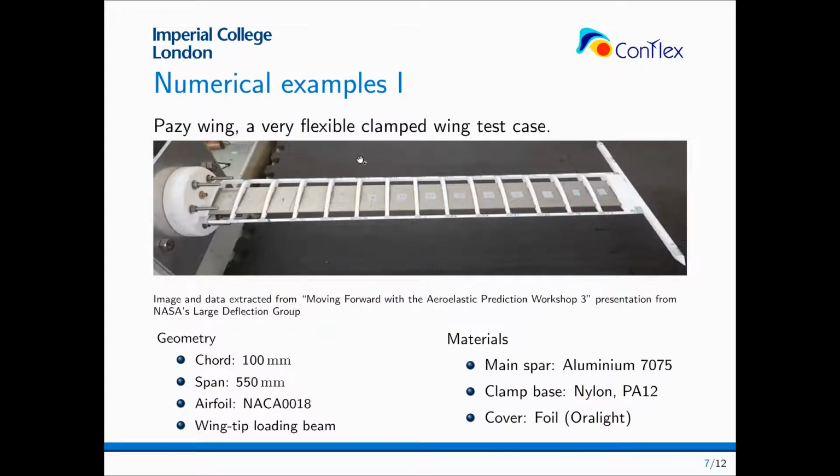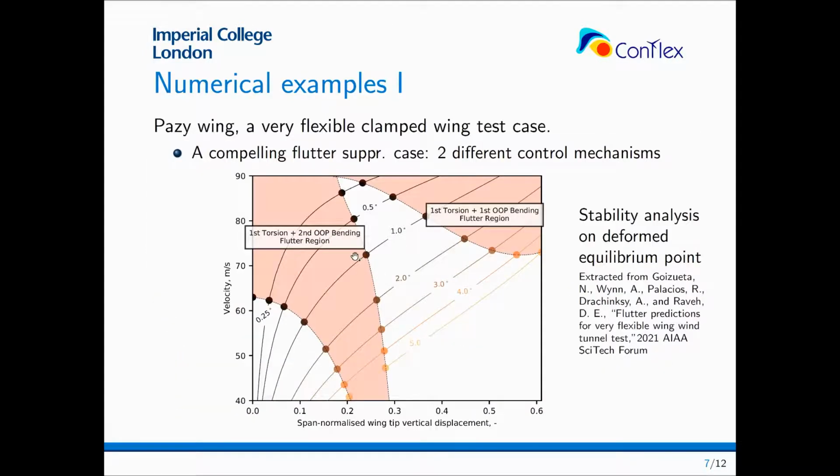So for this first numerical example, we consider the fuzzy wing, which is a very flexible clamped wing test case, which is actually built at Technion and has been used to benchmark nonlinear aeroelasticity simulations. In our case, we take a simplified computational model. And importantly, this wing has compelling flutter properties. So this can be seen here.